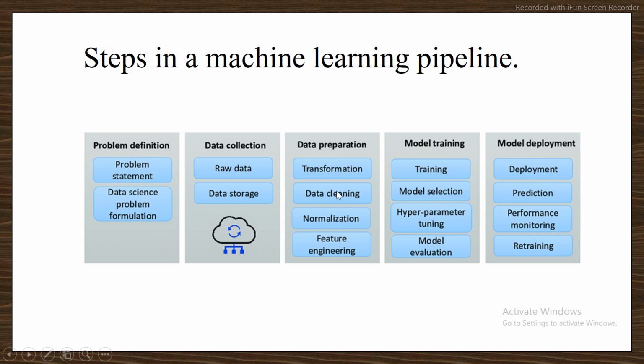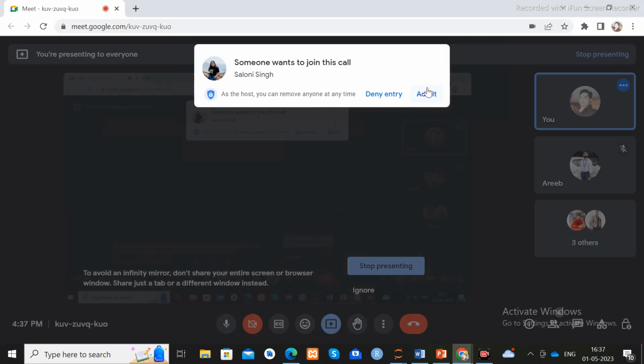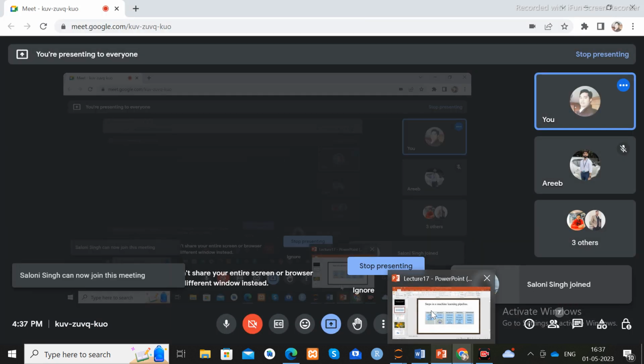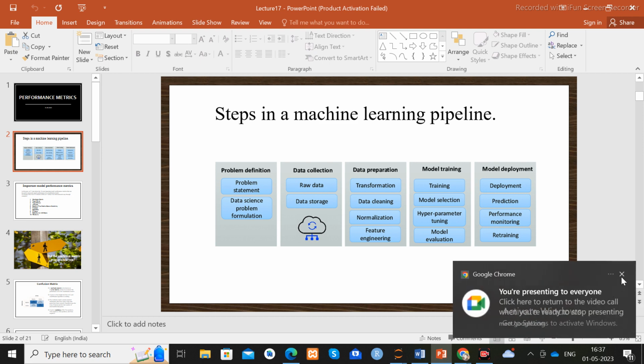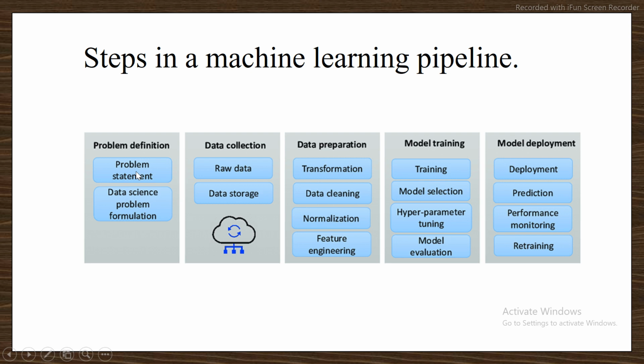If you see this pipeline here, the data collection and everything is part of any data analysis project. Problem definition, obviously the business objective, and then data collection. Data preparation, we have already done. And there comes model training. Model training means you have to train the machine learning algorithm.